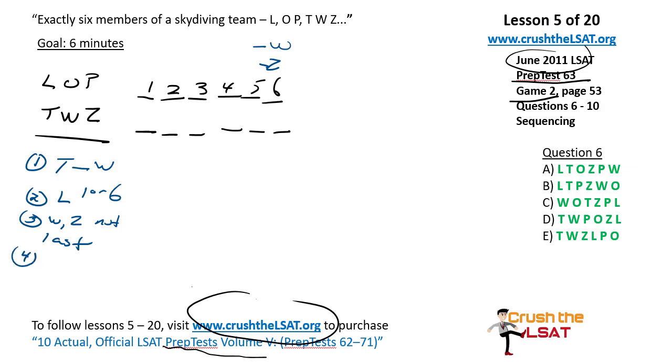Rule 4, P dives after O or after L, but not both. Well, let's think about that, how to write that out. So we have P dives either after O, so that would look like this, or P dives after L, that would look like this. But not both, meaning what exactly?